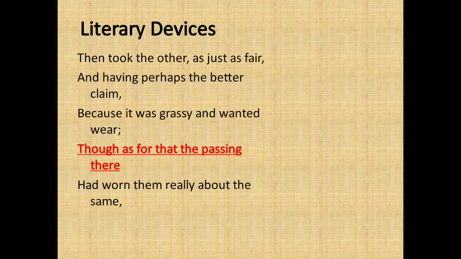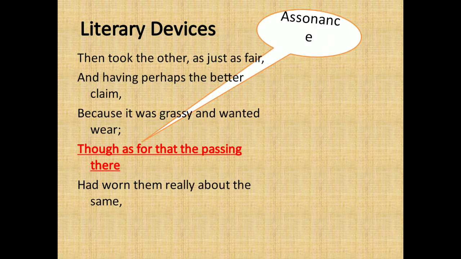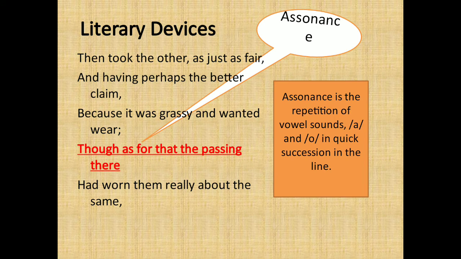Next literary device we have is assonance. Now, what is assonance? Assonance is the repetition of vowel sounds in quick succession in the line. Where did it happen? It happened in the fourth line: Though as for that, the passing there. Here, another literary device is used, that is consonance. Consonance means the repetition of consonant sounds. The sound is repeated: though, that, the, there. Though as for that, the passing there. Consonance is also used as a literary device in that particular line.